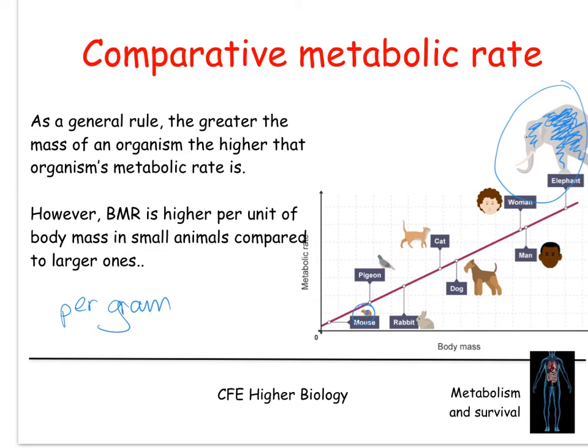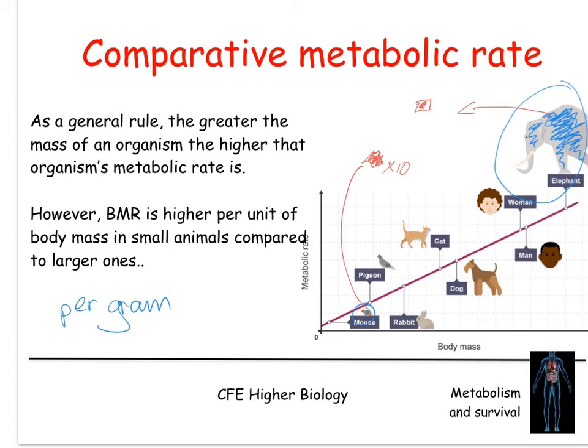So putting this another way, the larger the organism, the higher the metabolic rate is. An elephant needs far more energy than a mouse. But if we were to cut out a gram of elephant tissue and a gram of mouse tissue, we find that the mouse tissue metabolizes about 10 times faster than the elephant tissue. So the mouse tissue's metabolic rate per gram is higher than the elephant's.